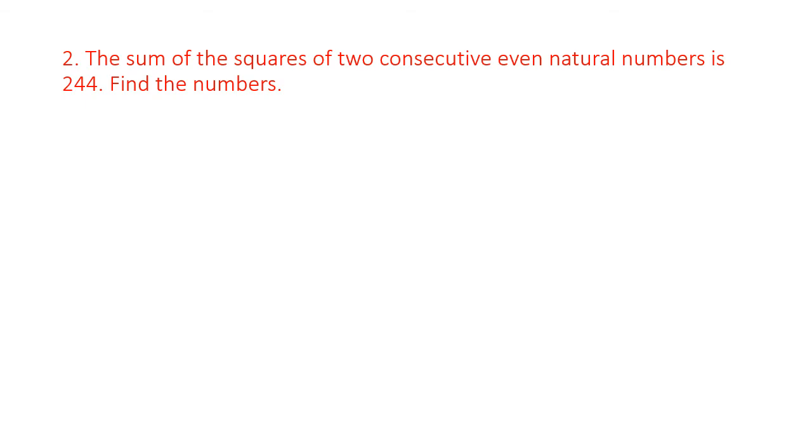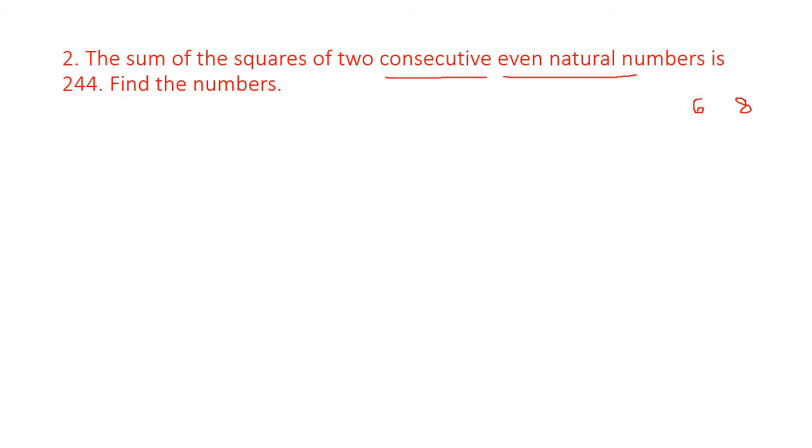Okay, so let me consider one example. Suppose one even number, I take it as 6. Okay, so the next consecutive even natural number, see, consecutive means the one that comes immediately after the previous number, so that is the consecutive even natural number. It means after 6, which even natural number will come? 8. Okay, that is how a normal example can be, but here we don't know what the numbers are.